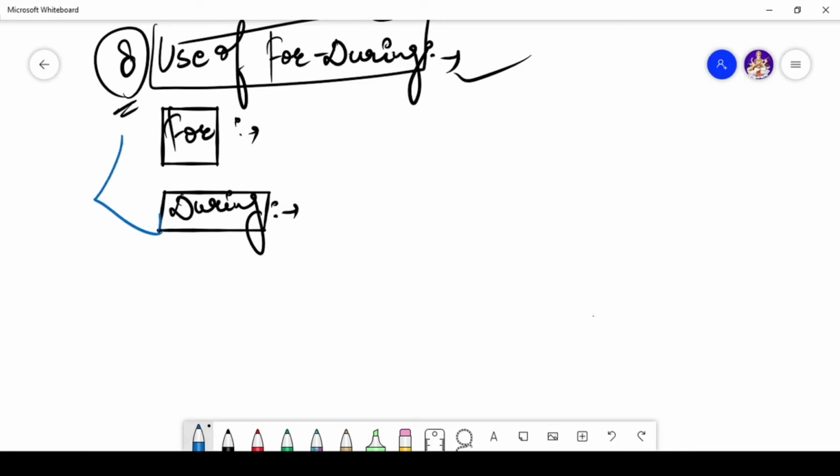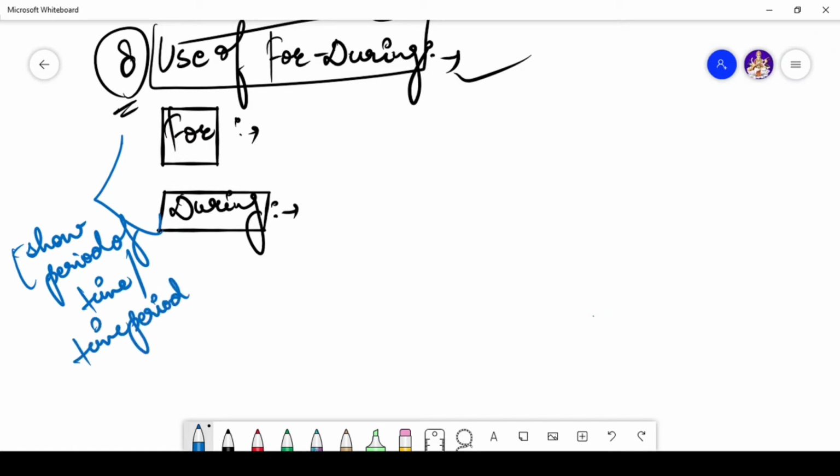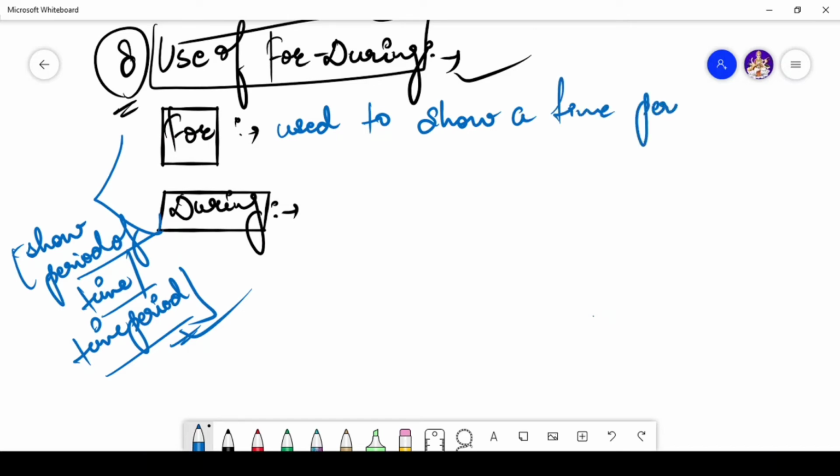Before learning about both of these two, remember that for and during, both of these are used to show period of time, or you can say time period. Okay, let's see when is for used. For is used to show a particular time period. Like I need your book for a day. So it shows a particular time period, that kitne din ke liye mujhe tumhari book chahiye, to ek din ke liye book chahiye.